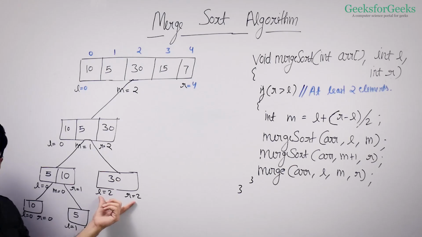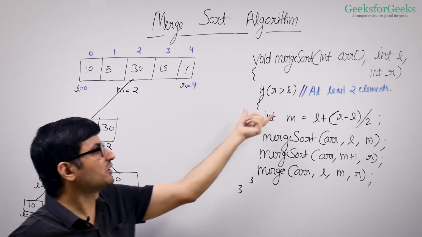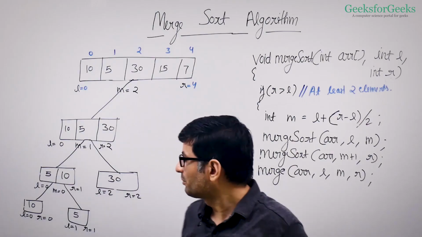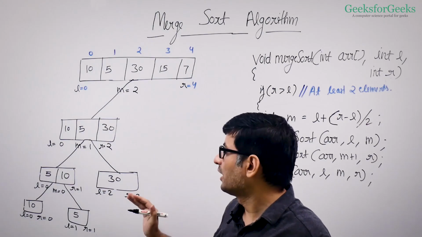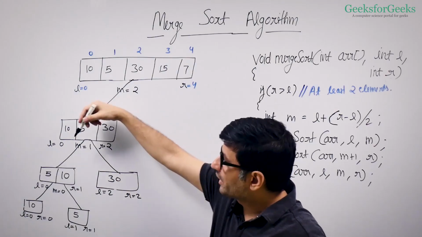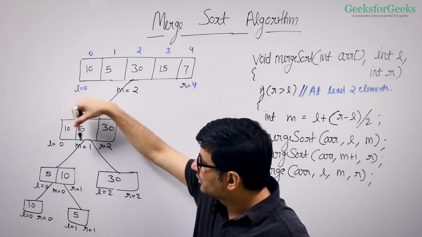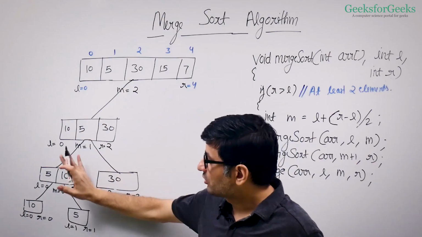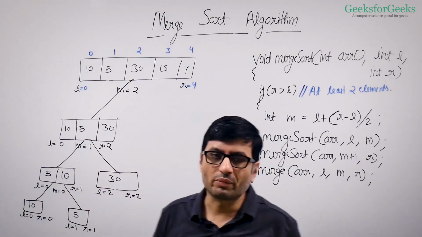So this call begins now, and when this call begins, what happens? It checks for this condition. R is not greater than L, so this call simply finishes, it's over, and it gives the control back to the parent. And for the parent, L is 0 and R is 2 and M is 1. So for the parent, this call is over, this call is over. Now what will the parent call do?